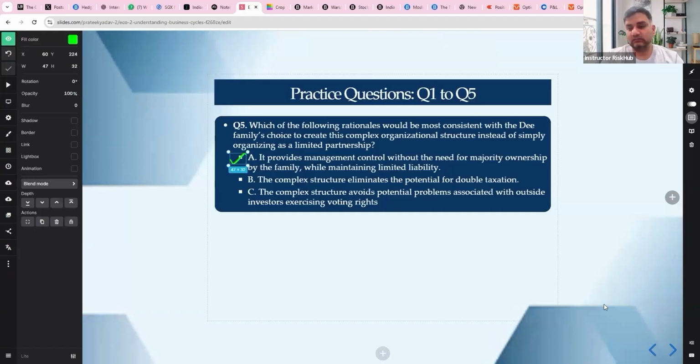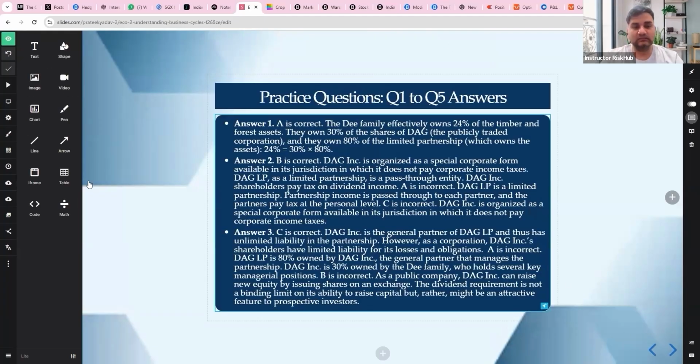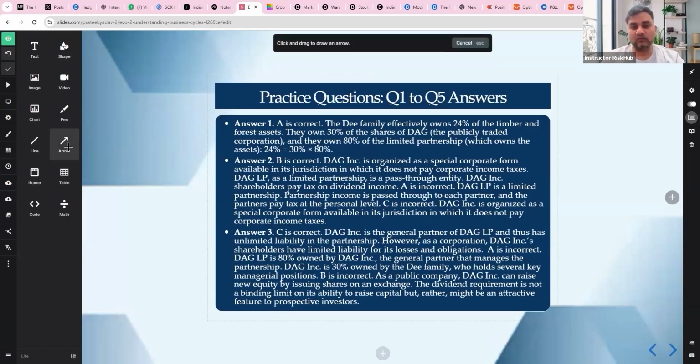I think that's, yeah, these are the answers. This is what we found, 24%. That's perfectly fine. So that was great. Then it was B, which I told you, that DAG LP is a limited partnership, income passed to each partner and paid at the personal level, that I explained. Again, this is C. DAG Inc. is the general partner, with unlimited liability in the partnership. As a corporation, DAG shareholders have limited liability for its losses and obligations. DAG LP is 80% owned by DAG Inc., the general partner that manages the partnership, right? And DAG Inc. is 30% owned by the D family, which holds several key management positions. So B is correct here.